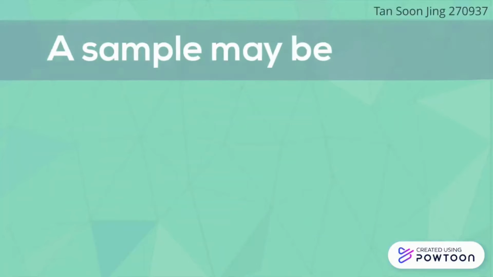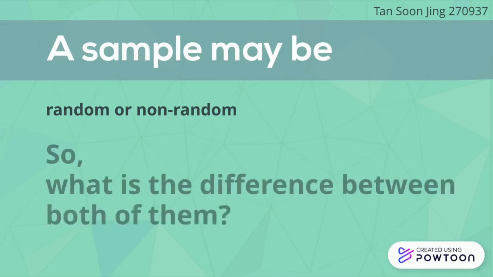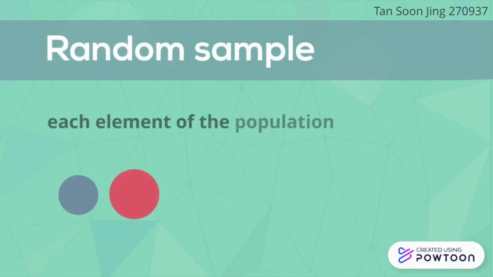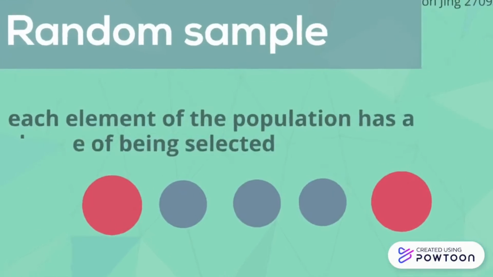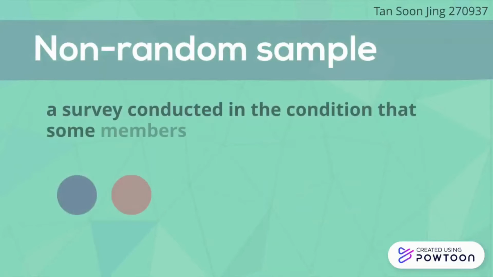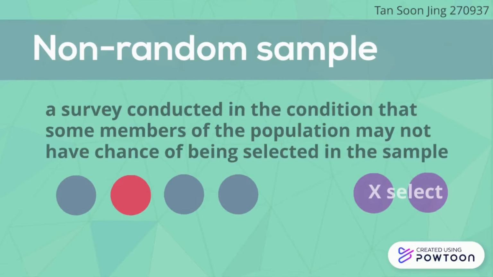A sample may be random or non-random, so what is the difference between them? For a random sample, each element of the population has a chance of being selected. Next, a non-random sample is a survey conducted in the condition that some members of the population may not have the chance of being selected in the sample.